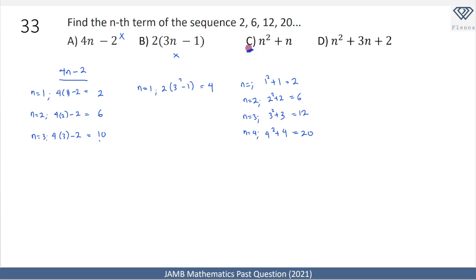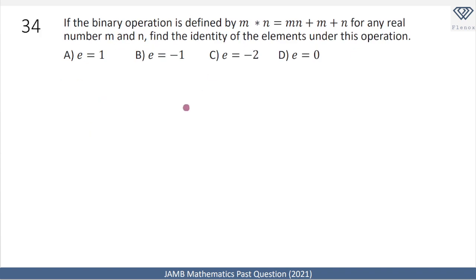So moving on to the next question, we are told that the binary operation is defined by m star n is equal to mn plus n for any real numbers m and n. Find the identity element under this operation. Now, I love binary operations because it's one of those less known topics, and I've recorded a video on binary operations, which I'll put the link in the description so you can understand what it is.